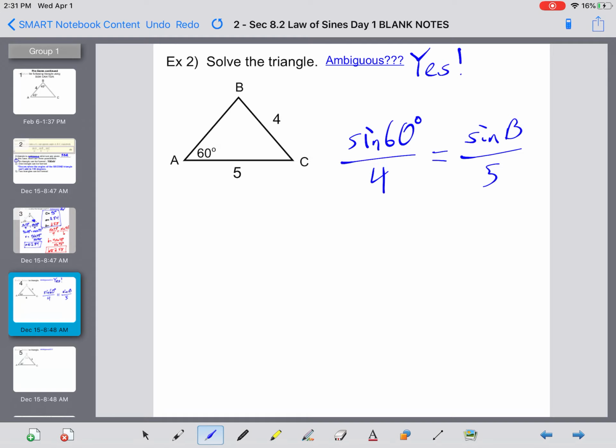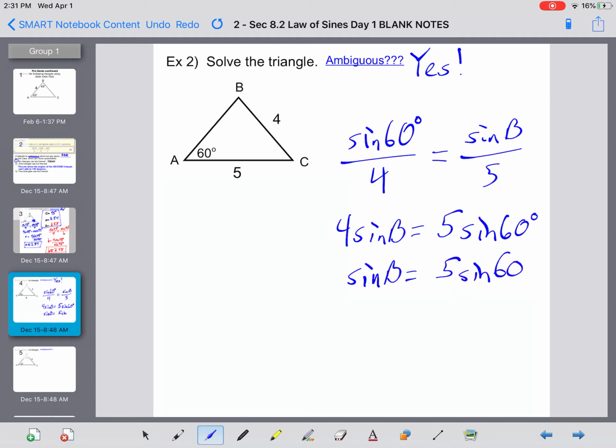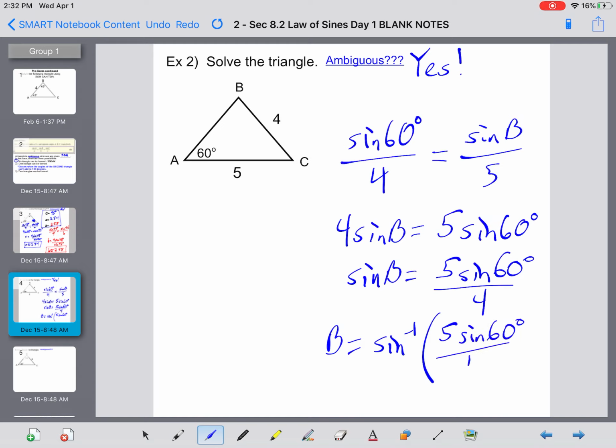Now you can notice one new thing here, as opposed to the last problem: we were looking for an angle this time. But we start off the same way, cross multiply. So 4 sine of B equals 5 sine of 60. Divide both sides by 4. You get 5 sine 60 degrees over 4. Now, just like we've been doing for the last few chapters, sine inverse both sides, and you get sine inverse of 5 sine 60 degrees over 4.